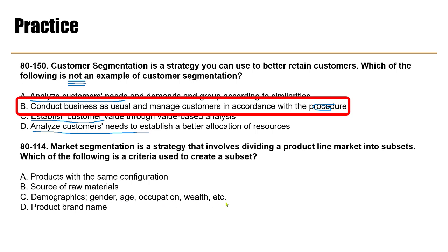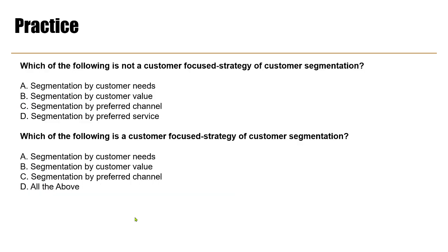Demographics by gender, age, occupation, and wealth. I think if you remember back to the definition, it listed demographics quite specifically, so I like that one. Product brand name, again, it's like products with the same configuration. Product brand name probably comes after the segments have been defined, and that's more of an internal approach. So I'm going to go with demographics of gender, age, occupation, and wealth. Based on the gender, the age, how much money they have is going to define how you could be marketing to those customers.